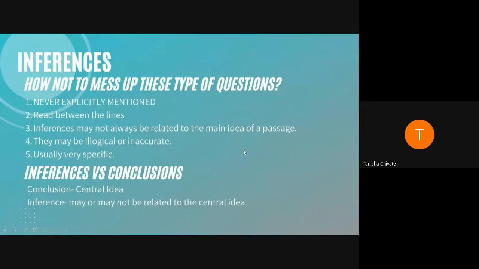Now, how do you not mess up these type of questions? One, again, as I said earlier, never explicitly mentioned. You have to read between the lines. If you're a good reader, if you are a bibliophile, you will be accustomed to reading between the lines and making inferences, and therefore these type of questions will be easier for you. Now, again, a common mistake which people make is you see 4 options, and you see one option which is not really related to the central idea of the passage.